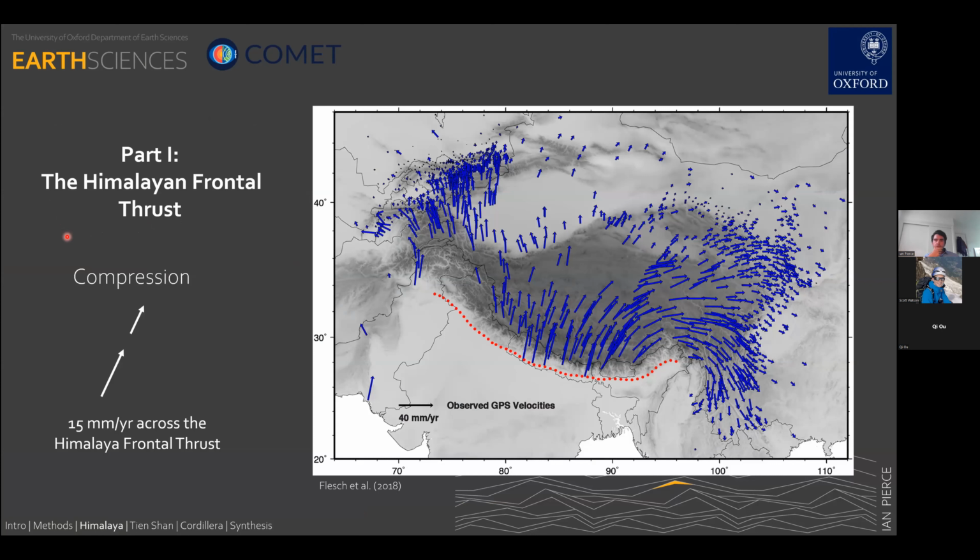I'm going to start my tour with the tallest mountains in the world, the Himalaya. This is a GPS velocity map of India, Tibet, and China. If we look from India into Tibet, the vectors are parallel and decrease in the direction they are facing. This is a signal of compression. This map shows that the Himalayan frontal thrust at the base of the Himalaya accommodates about 15 millimeters per year of the compression between India and Eurasia.